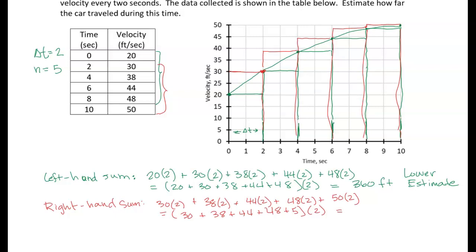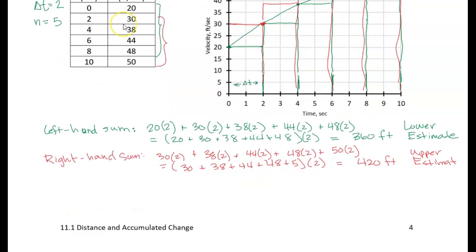Okay, so when we do that, I got 420 feet. And of course, this is the upper estimate, right? Because obviously it's too big, it's too high. But we know that our actual distance is somewhere between 360 and 420 feet. Let's go down just a little bit here.